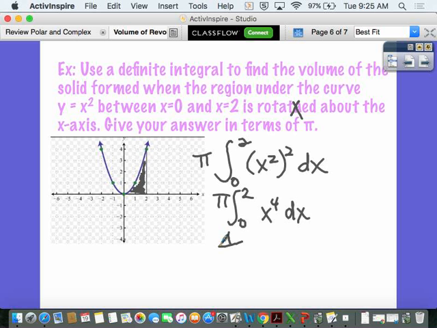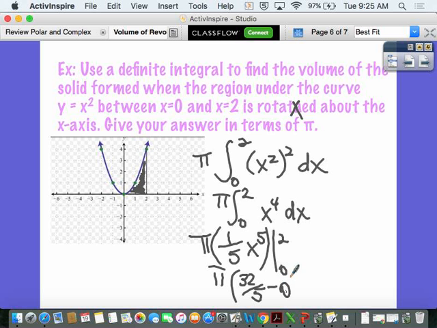So it's going to be 1/5 x to the 5th, which you're evaluating from 0 to 2. Of course, there's still the pi on the outside. So when you plug it in, 2 to the 5th is 32, so you have 32 fifths minus 0. So your answer is just 32 pi over 5, or 6.4 pi.